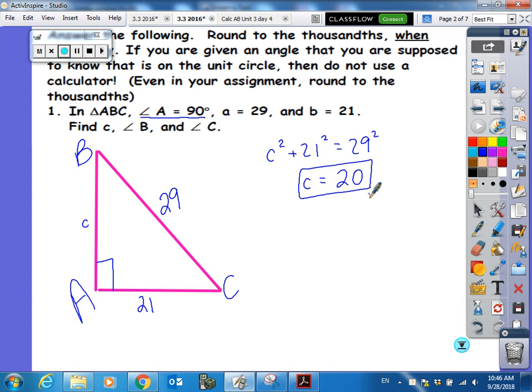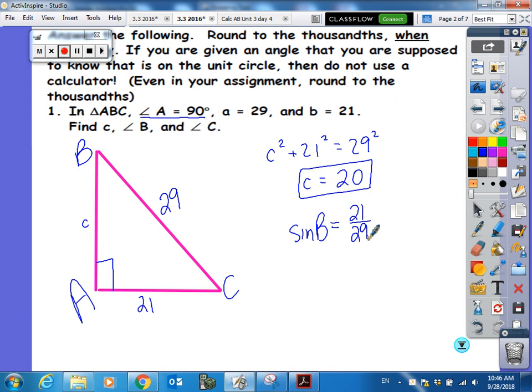So I know 21 and 29 were given. I know those are right because they came out of the problem. So I'm going to use those to find either angle B, not C because I don't have enough information, so angle B. Across from B is opposite, 21, and the hypotenuse is 29. Opposite over hypotenuse is sine. So sine of angle B equals opposite over hypotenuse.